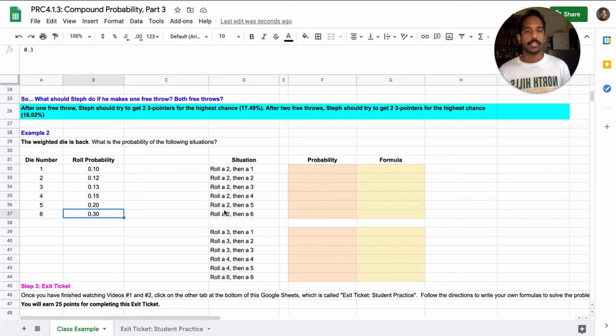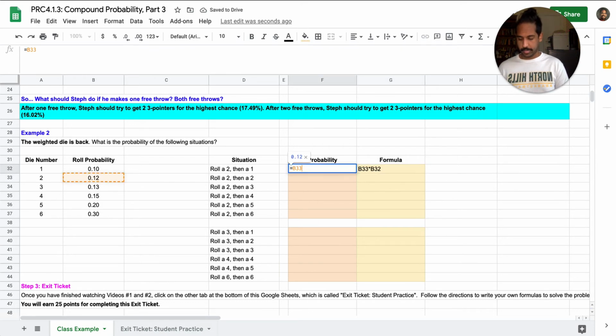And so here we have some situations where we want to figure out how we could do this. Again, this is compound probability, rolling a 2, then a 1. But this die is different, so we need to make sure that we're looking at the right cells. Here, when we're rolling a 2, that is in cell A33. Oh no, that's the number 2. The probability is in B33. So we want to take that first one, and then multiply by 1, right? So that's going to be B32. All right, let's try that. Equals B33 times B32. Great.